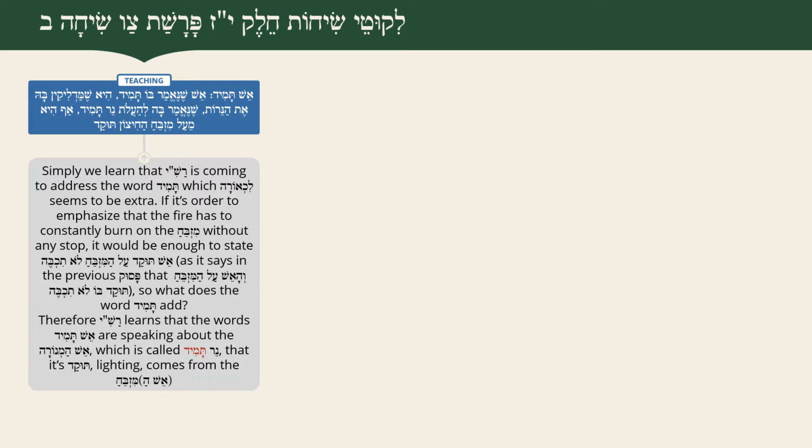And therefore, Rashi learns that the words "Eish Tamid" are actually speaking about the Eish HaMenorah, which is called the Ner Tamid, also Tamid, and it's telling us that its lighting comes from the Eish HaMizbeach.